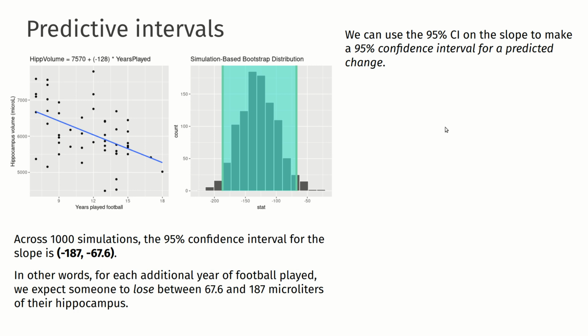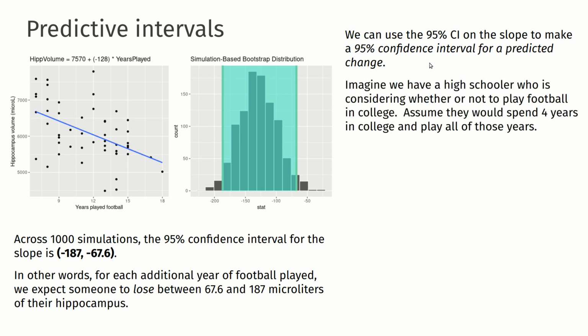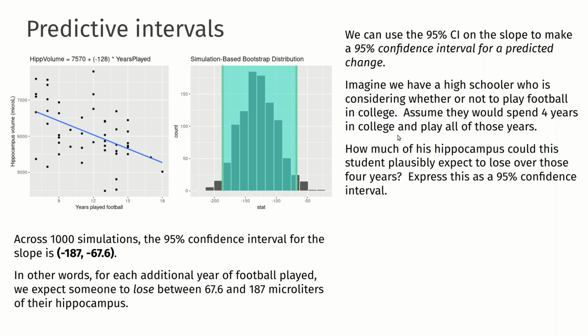We can use that 95% confidence interval to make a 95% predictive interval. In other words, we can make an interval that represents how much we would expect things to change for a given person. So let's imagine that we have, say, a high schooler who's considering whether or not to play football in college. And assume that they would spend 4 years in college and play all 4 of those years. So how much of this student's hippocampus could he plausibly expect to lose over those 4 years? So we can express this as a 95% confidence interval, except now it's going to be a confidence interval for this prediction. How do we get that interval?